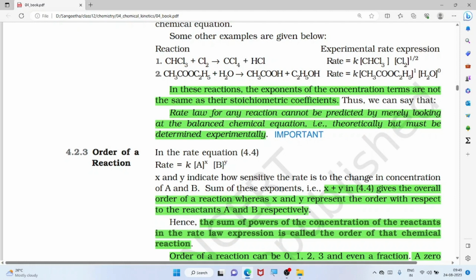The exponents of the concentration terms are not the same as in the balanced equation. The rate law for any reaction cannot be predicted merely by looking at the balanced chemical reaction, that is, theoretically, but must be determined experimentally.